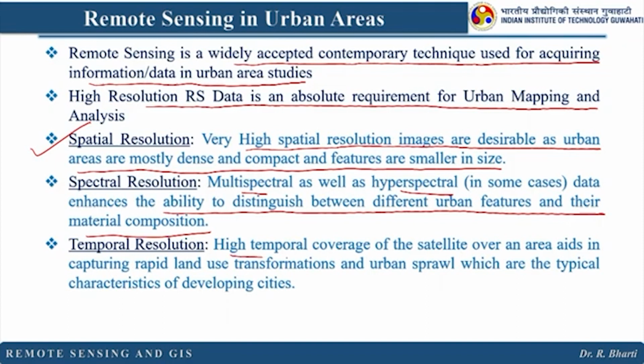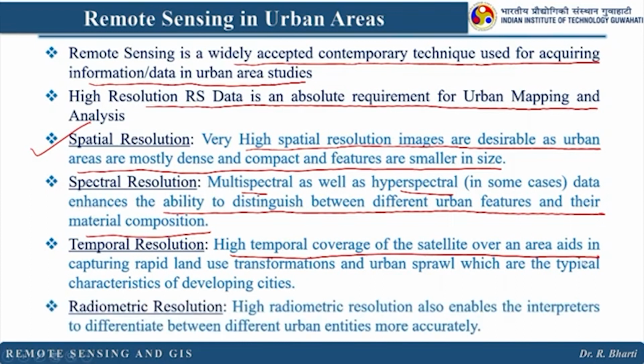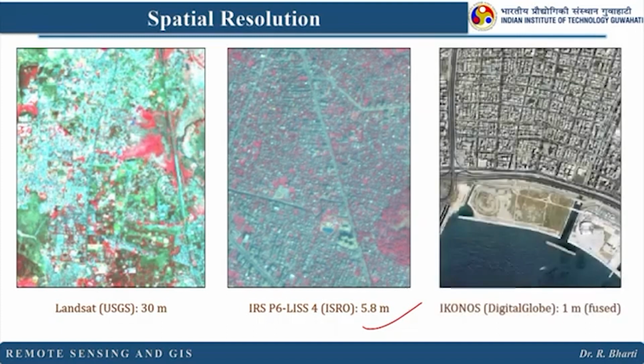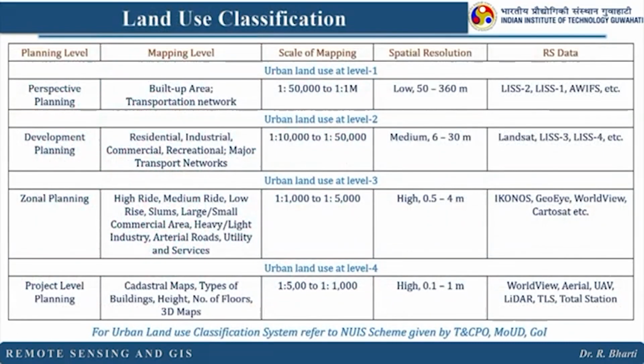Temporal resolution, high temporal resolution can give you the changes, right? Change detection can be done using this temporal resolution. When we talk about radiometric resolution, high radiometric resolution enables the interpreters to differentiate between different urban entities more accurately, because you will have more levels of gray. When we talk about 30-meter satellite images, it looks like this. When we talk about 5.8 meter, it looks like this. When we talk about 1 meter, then you have more information. So you can just think of how spectral, spatial and radiometric resolution are going to help you.